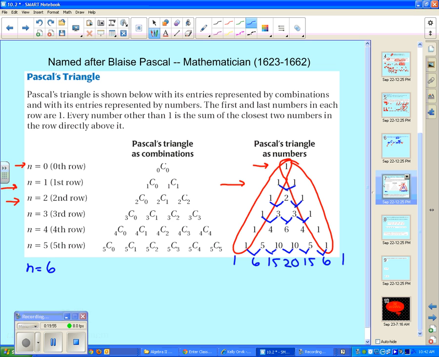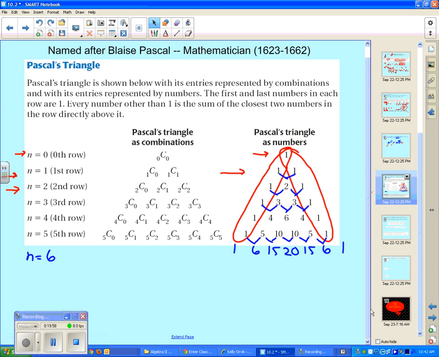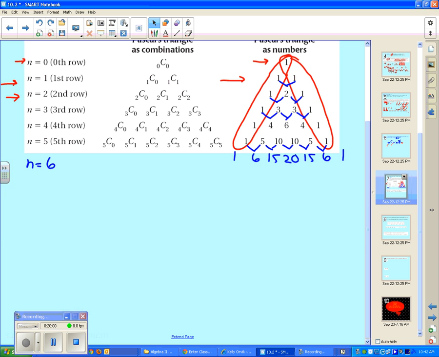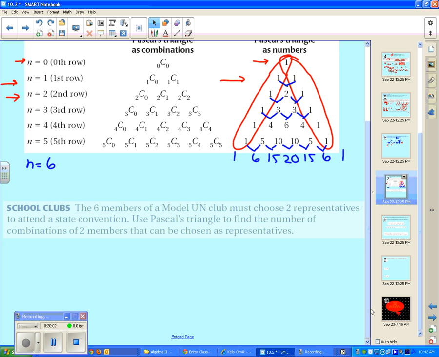Okay. So if you were doing the AccuPlacer or for some reason didn't have your calculator with you, you could use Pascal's triangle to help you figure out a combination problem like this. So without using your calculator, answer this question.